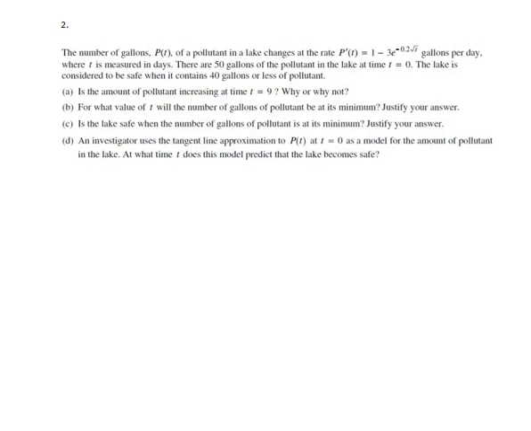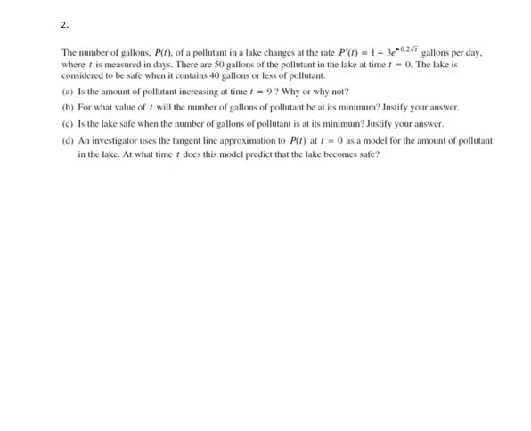In the second problem, we have the number of gallons P of t of a pollutant in a lake changing at the rate of P prime of t is 1 minus 3 times e to the negative 0.2 square root of t gallons per day, where t is measured in days. There are 50 gallons of pollutant in the lake at time t equals 0, and the lake is considered to be safe when it contains 40 gallons or less of pollutant.